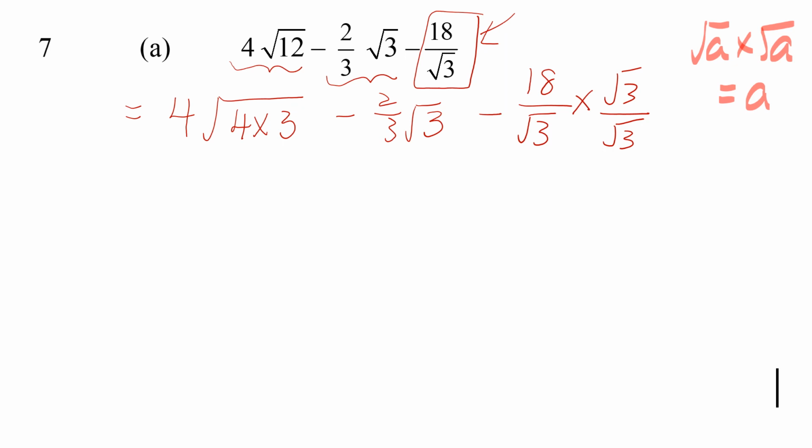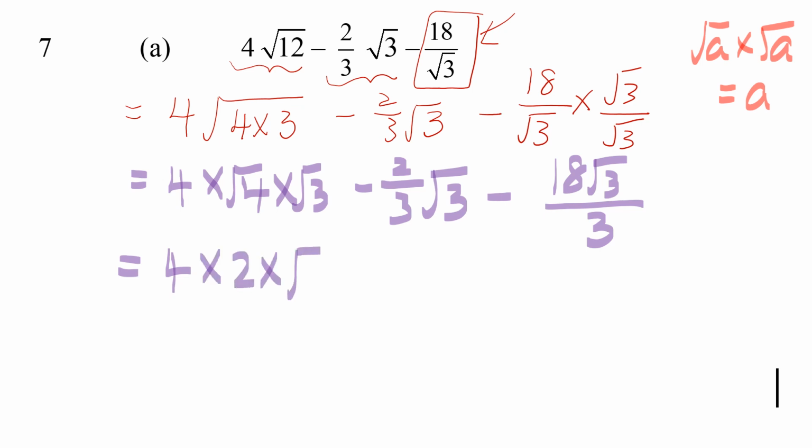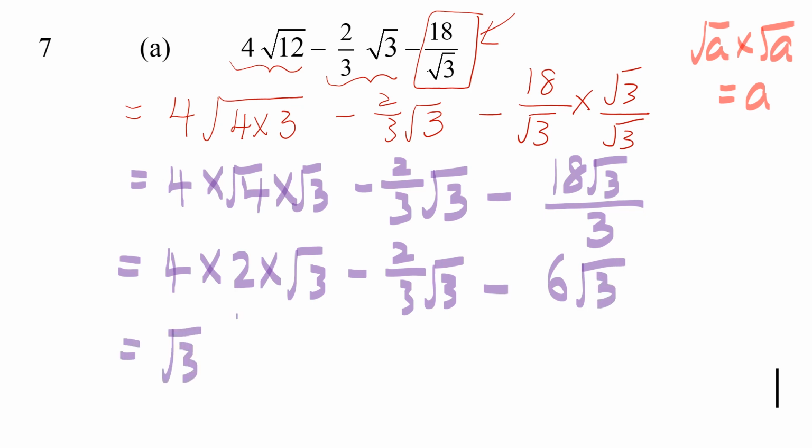Okay, right, so let's go on. So that will give you 4 times square root 4 times square root 3. That will give us 18 square root 3 and 3 square root 3 times square root 3 gives you 3. Okay, let's simplify further. Square root 4 will be 2. And 18 divided by 3 will give you 6. Alright, so you'll see that there's a common factor, square root 3. You can just factorize it. So you end up getting 4 times 2, which is 8, minus 2/3 minus 6.